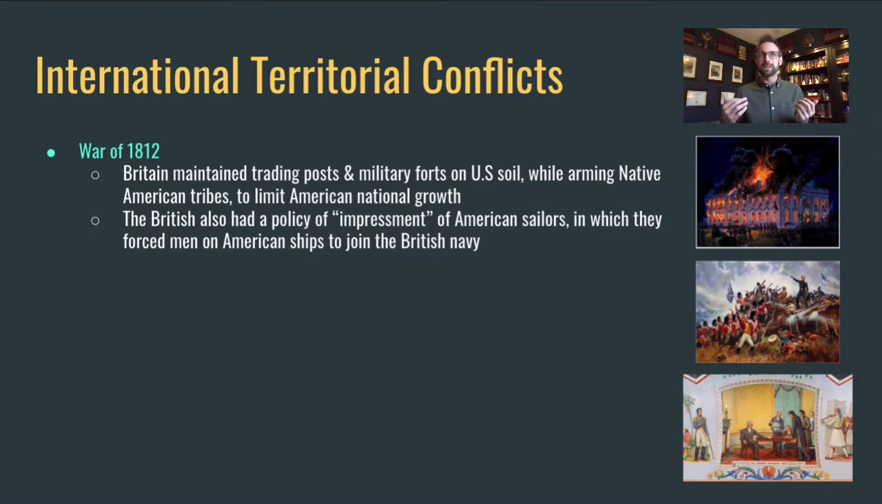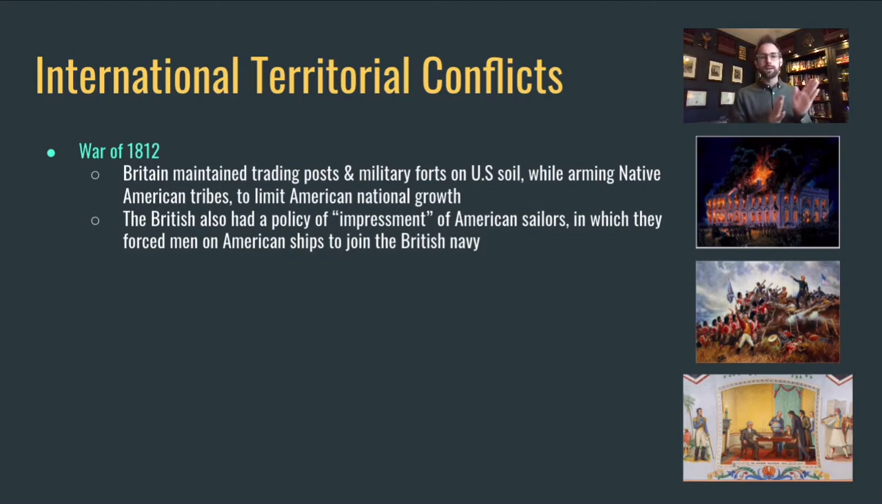And because Britain said kind of the enemy of our enemy is our friend, they were arming Native American tribes that were at war with the United States to try and limit American national growth and prestige and power. So Britain was doing some things that they weren't supposed to be doing in this land. On top of that, they were doing stuff out on the open sea as well.